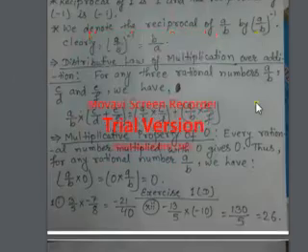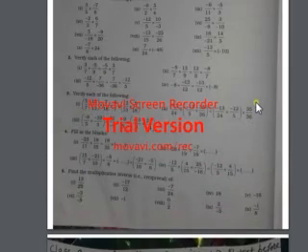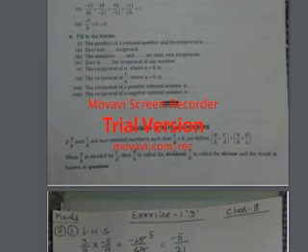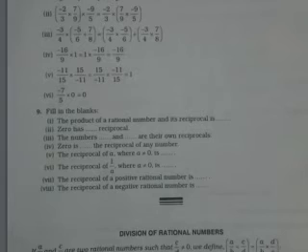So this was all about 1D. After 1D, what is there? You can see here a note has been given. You can see here it is a note. What is this? Division of a rational number.